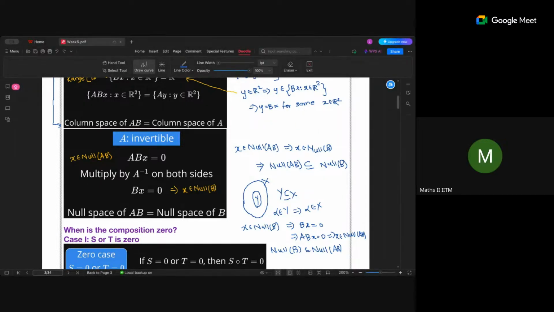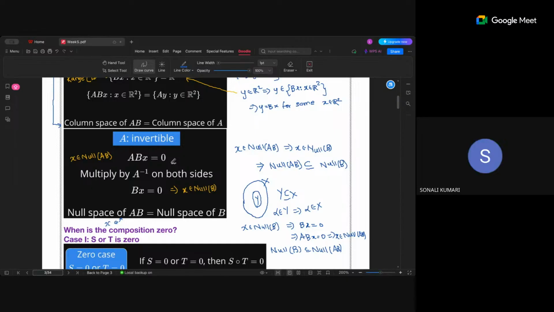So what does this mean? Let us say any element you take in this set, it will also be in this set. Similarly, if you take any element in this set, it will also be in this set. They both are the same. So it means that if ABX is equal to 0, then BX should also be 0. Similarly, if BX is equal to 0, then ABX is also 0. That's all. Clear?